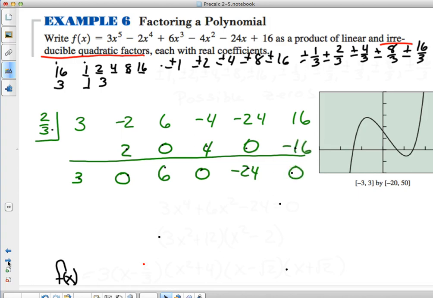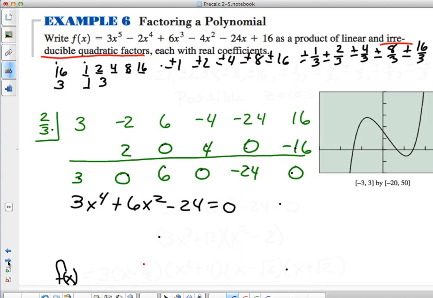This is my 0. But now I'm thinking, I got a trinomial here. Do you see that I've got a trinomial? And do you see that it's an even trinomial? X to the fourth, x squared, and a constant. So instead of continuing with synthetic division, unless they ask me to, I'm just going to start factoring that. See if I can factor it. So I'm going to go after that right off the bat. I've got 3x to the fourth plus 6x squared minus 24 equals 0.